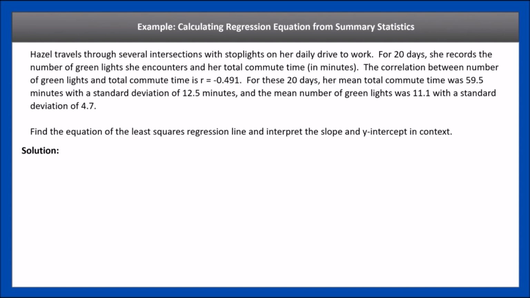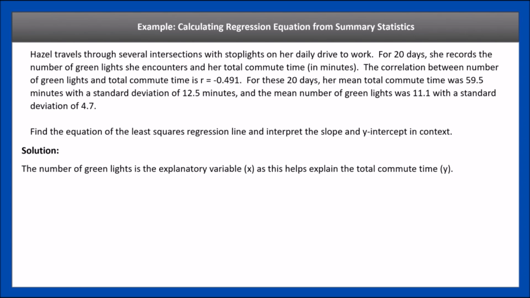All right, so first off, what is the explanatory variable? The explanatory variable is the number of green lights. The number of green lights will help explain the total commute time. So if there are not that many green lights, we would expect the total commute time to increase because she's hitting reds. If the number of green lights increases, then her total driving commute time decreases. So x is the explanatory variable, the number of green lights here.